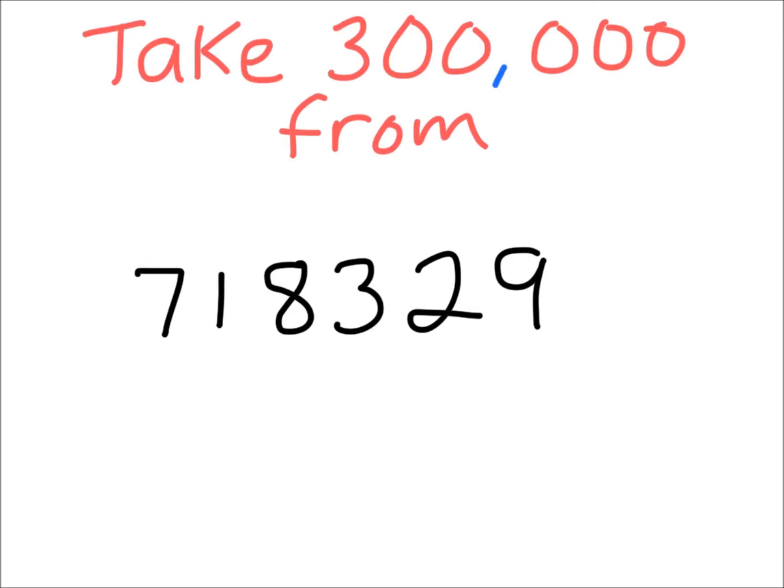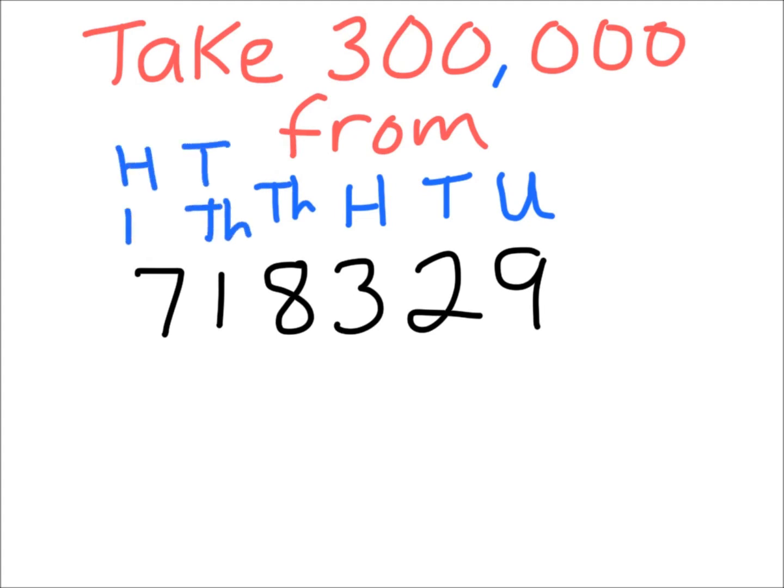Let's look at the number I've been given. Does it have a decimal? No. My final digit is therefore my units digit. Got my tens, my hundreds, my thousands, my tens of thousands, and my hundreds of thousands. Now I'm being asked to subtract 300,000. So the only column that's going to change is the hundreds of thousands column.